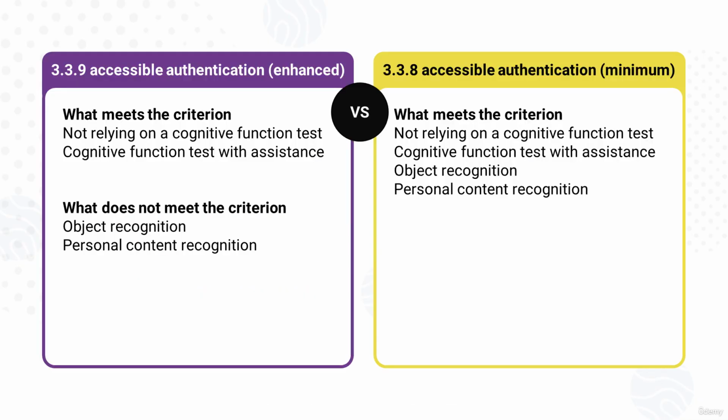If you're working through the course sequentially, you may be thinking this criteria sounds very similar to success criterion 3.3.8, and it is in fact functionally the same as 3.3.8. Whereas 3.3.8 allowed a user to authenticate with objects or personally uploaded content, 3.3.9 doesn't. It has no such provision and requirements are stricter.